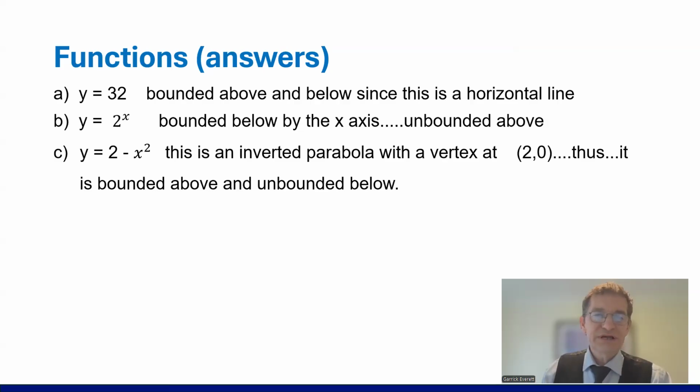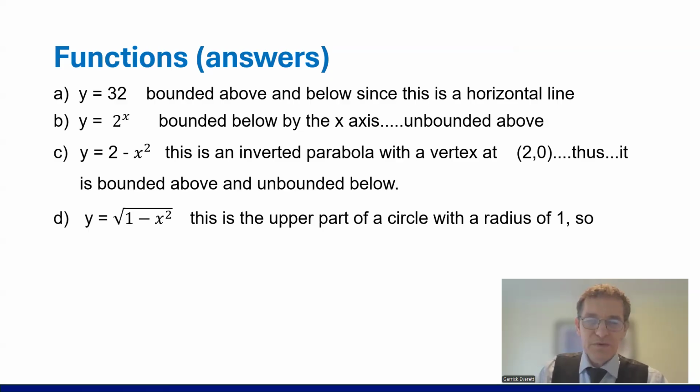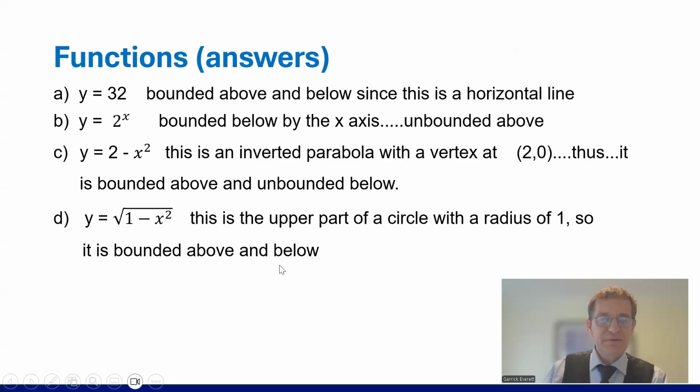Y equals 2 minus x squared, that's an inverted parabola with a vertex at 2, 0, and thus it's bounded above and unbounded below. Y equals the square root of 1 minus x squared. Obviously, you know that within a square root, this cannot be negative. So obviously, the greatest value of this can be 1. So this is the upper part of a circle, which you've probably certainly seen in high school with a radius of 1. So that's bounded above and bounded below.